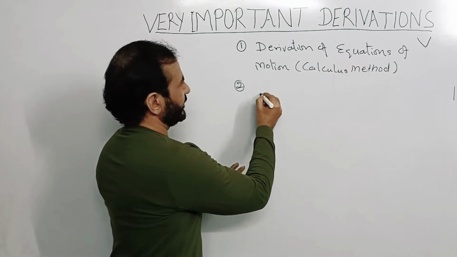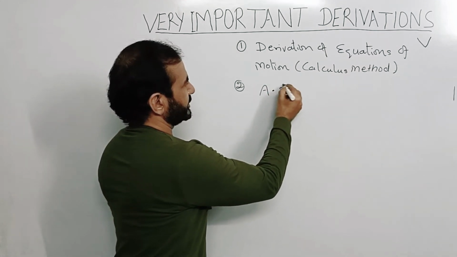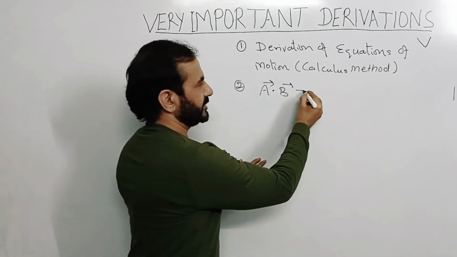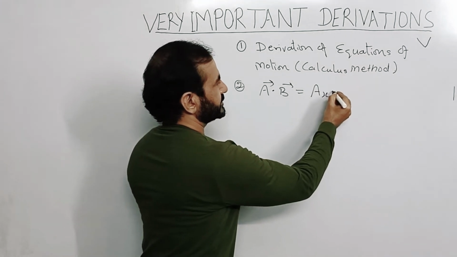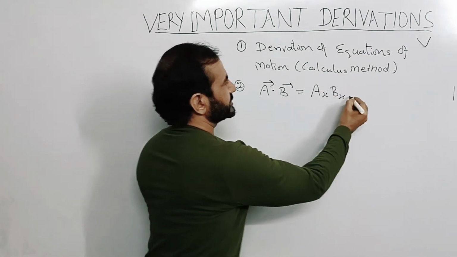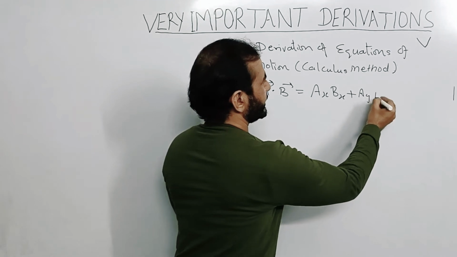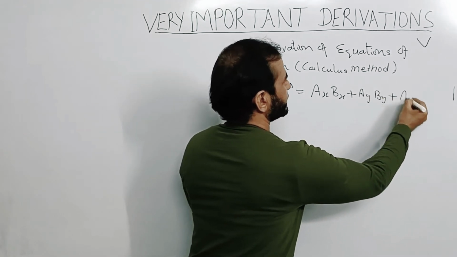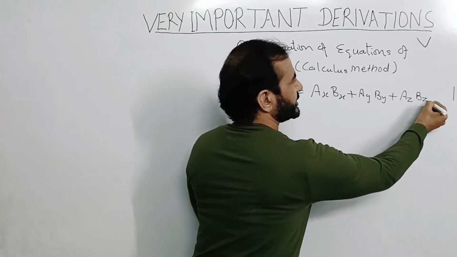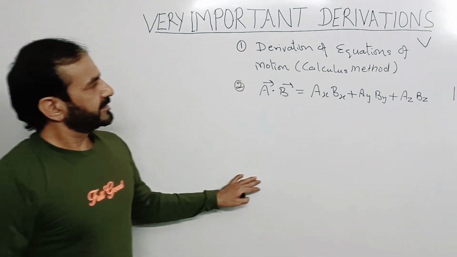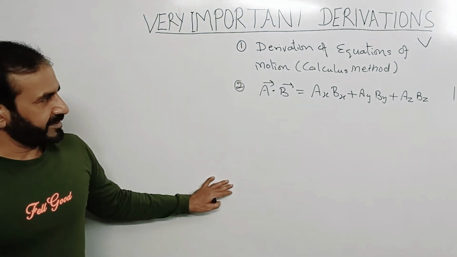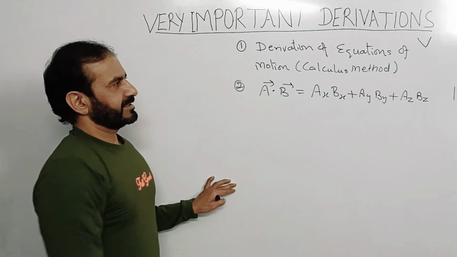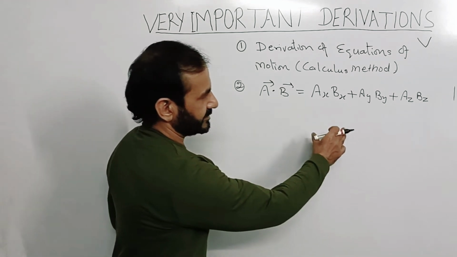Dot product of two vectors a dot b in 3D equal to ax bx plus ay by plus az bz. In terms of i, j, k, vector a and vector b, find this expression.